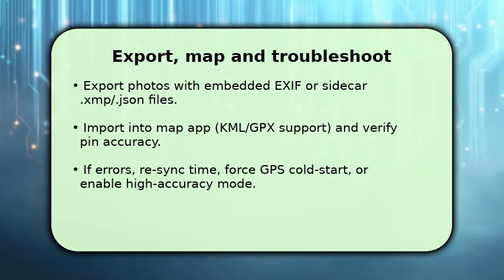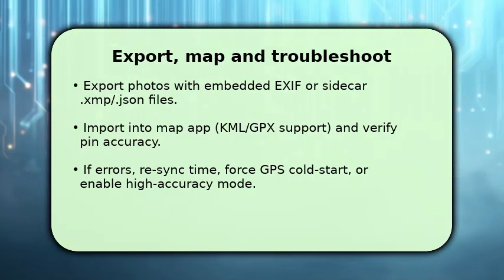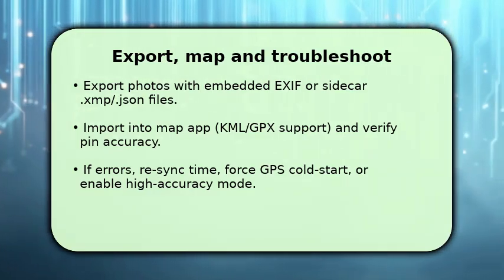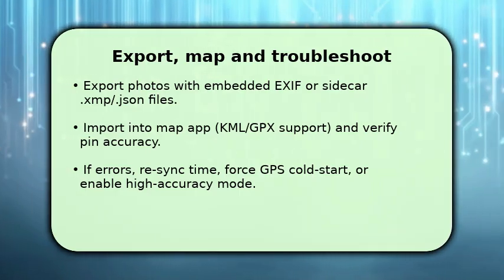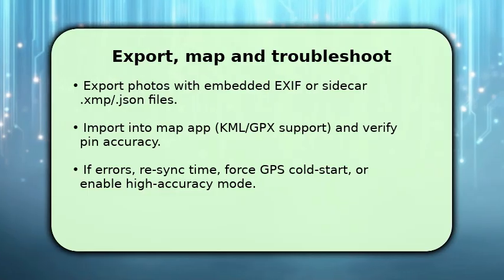If pins appear offset, try resyncing device time, perform a GPS cold start, or switch to high-accuracy location mode. Those actions fix most drift issues. Finally, document one corrected example photo.